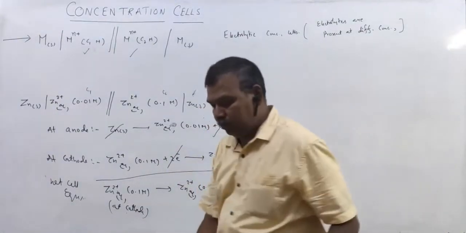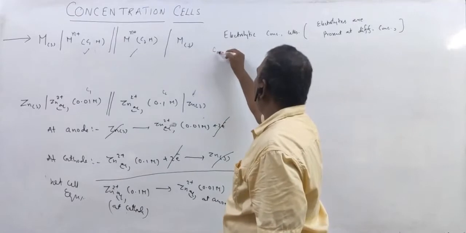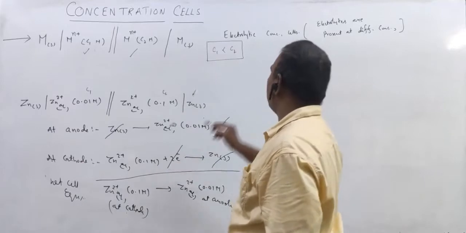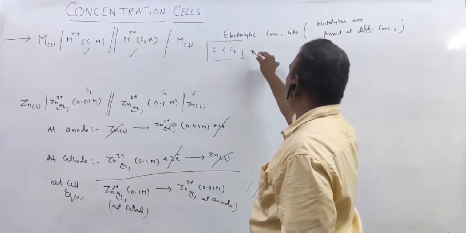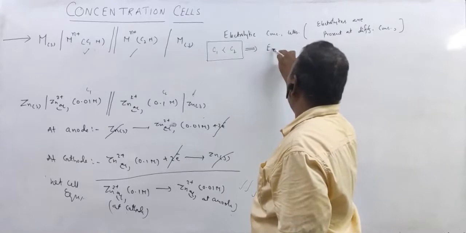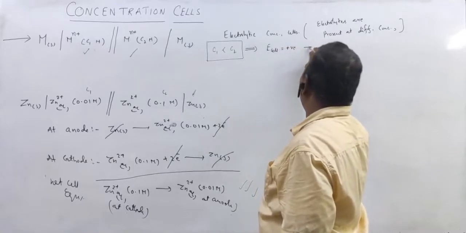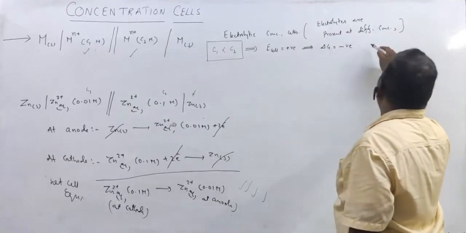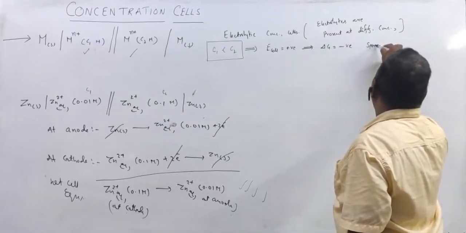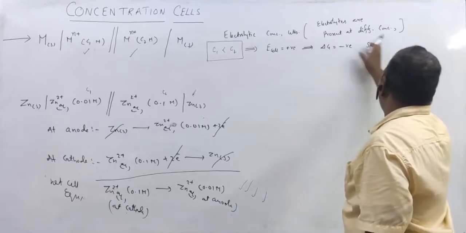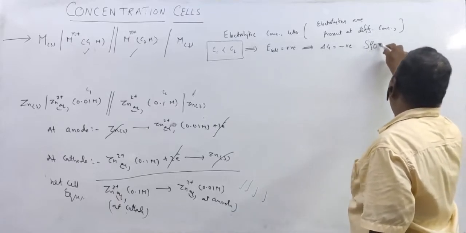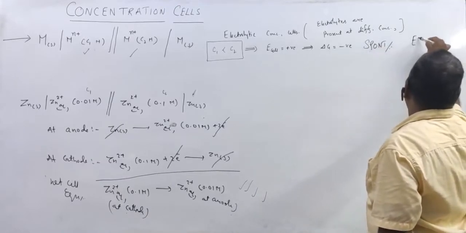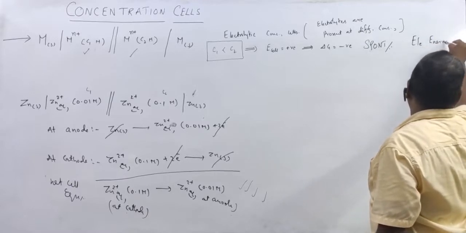For these cells, C1 must be less than C2. Right? We saw this. C1 must be less than C2. Then only E cell is positive. Then only del G will be negative. Then only the reaction is spontaneous, and the cell produces electrical energy.